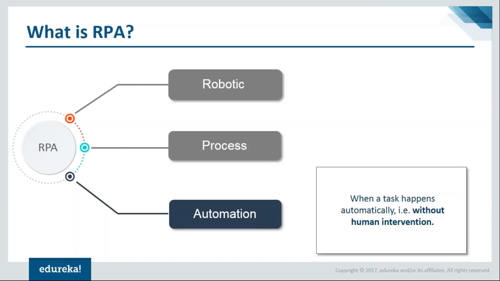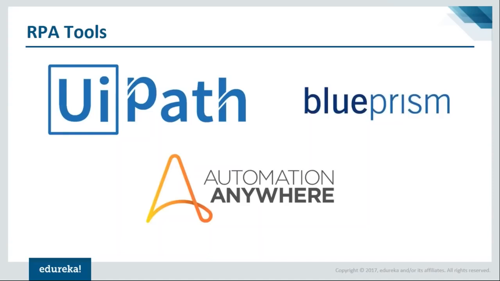All right. So now that we have understood the definition of RPA and why we need RPA, we saw how RPA can work. Let's go on and understand the different tools using which we can actually implement the RPA technology. As of now, there are three tools which are at the top of the ladder, which are UiPath, Blue Prism, and Automation Anywhere. These are the three best tools in the RPA world.